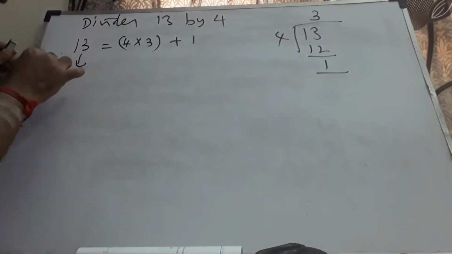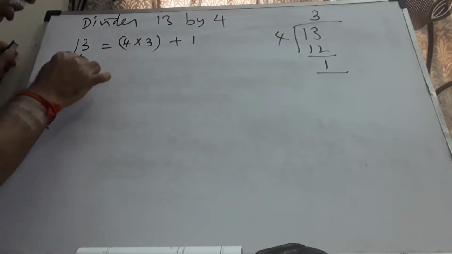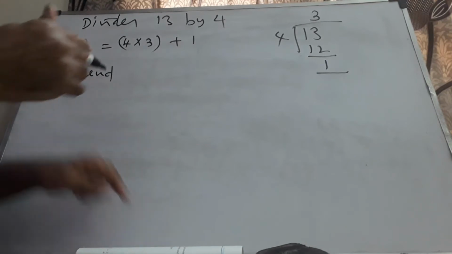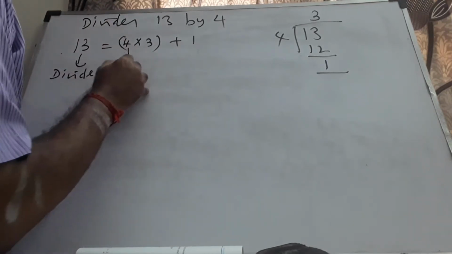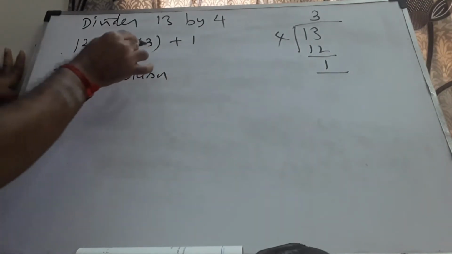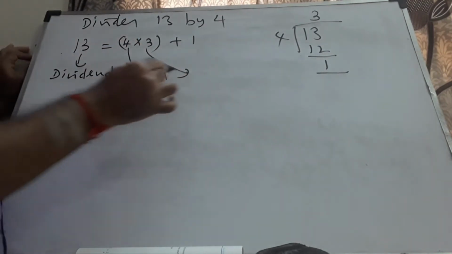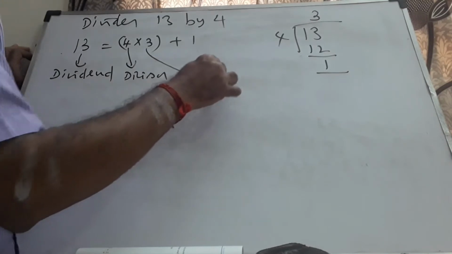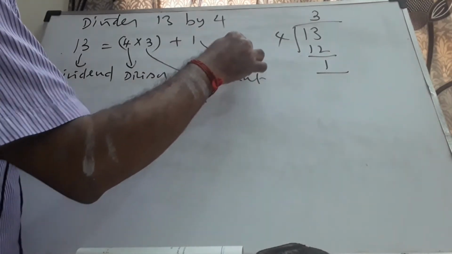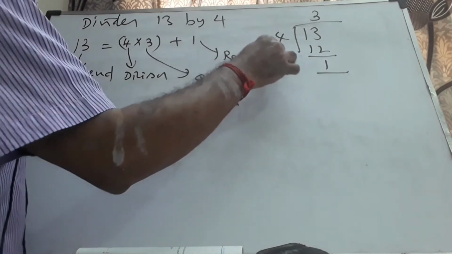Here this is known as dividend. The quantity which is being divided is called the dividend. The quantity by which we divide is called the divisor. How many 4s are there? You might have found out. That is called the quotient. And finally what we get at the end is called the remainder.